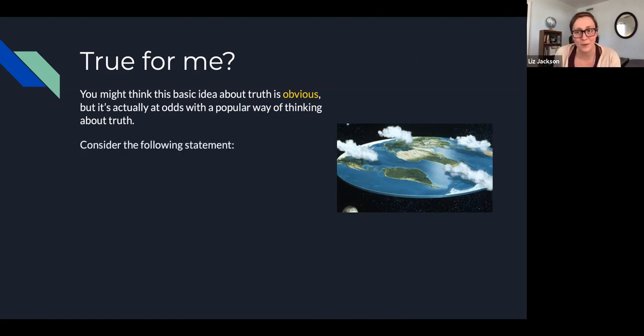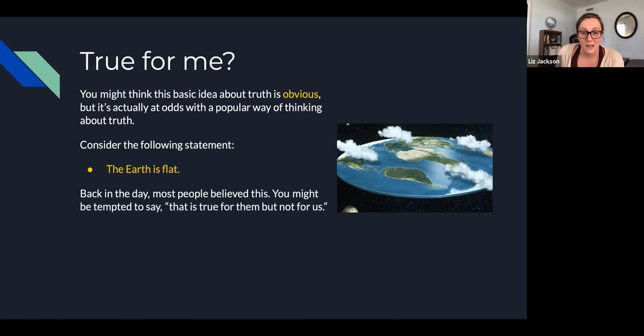So here's an example that will illustrate this. The earth is flat. Consider that statement. Back in the day, many people believed this, and they even potentially had good evidence for it. All the people around them believed it, the experts believed it. When they looked at the horizon, the earth seemed flat. And so you might say, well, the earth is flat. It's true for them back in that day, but it's not true for us because now we know the earth is round. So we're using this "true for me" kind of language.